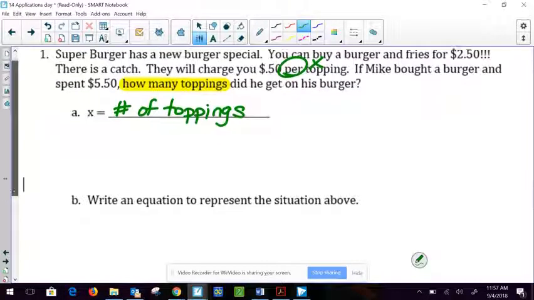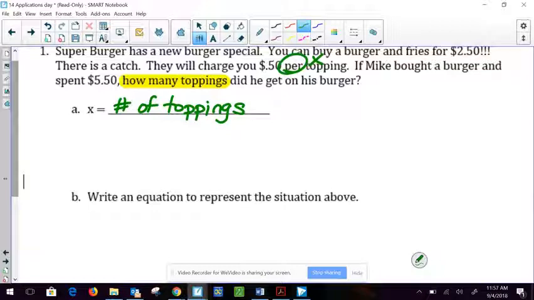After that, we need to write an equation. So Superburger is charging $2.50 just to get the burger and fries. Additionally, so we're going to add, they are also going to charge 50 cents per topping. Watch your decimal, 0.50 per topping, so 0.50x. And how much total did he spend? $5.50.